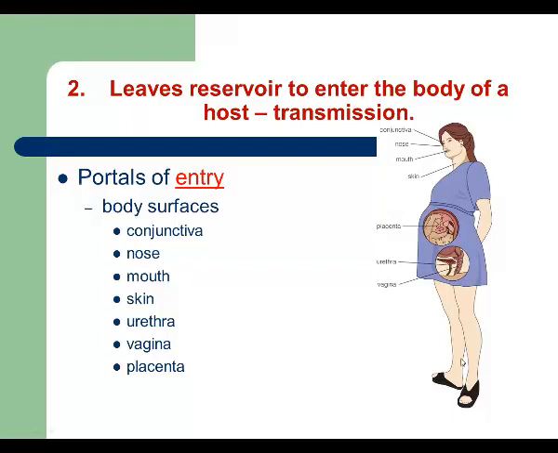Some pathogens use different portals of entry. For example, the usual portals of entry for sexually transmitted diseases are urethra of males and vagina of females. But it can also be a throat or rectum if these are points of sexual contact.